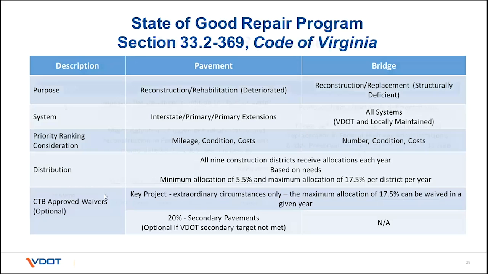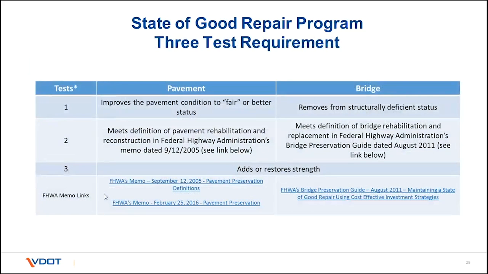Additionally, the code established 3 test requirements for application of SGR funds. The first, for the pavements, is that it must improve the pavement condition to fair or better state. It also needs to meet the definition of pavement rehabilitation or reconstruction established by the Federal Highway Administration in their September 2005 memo, which we've attached a link to, and additional clarification in February of 2016.